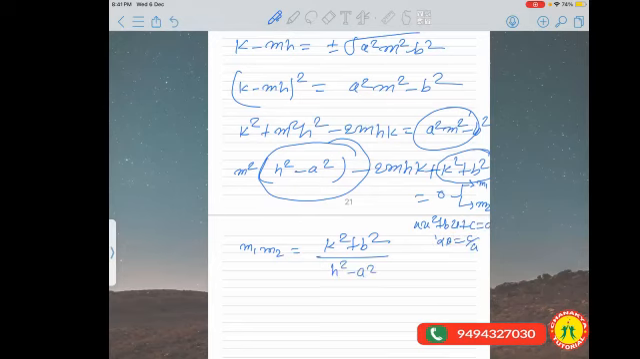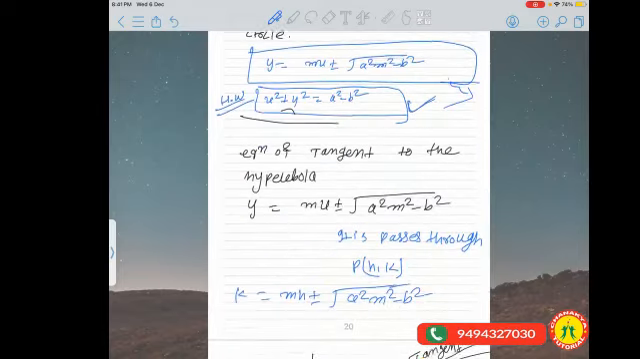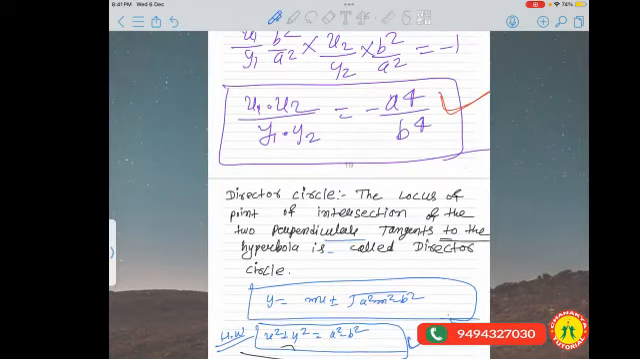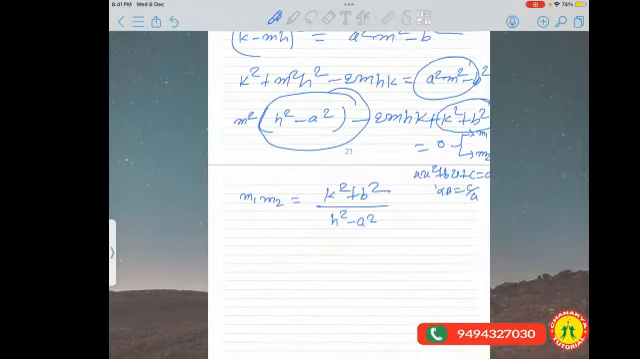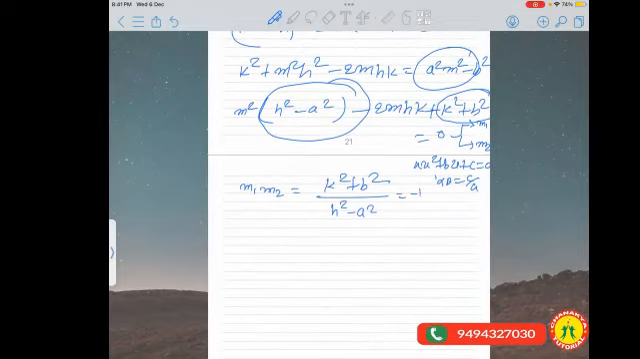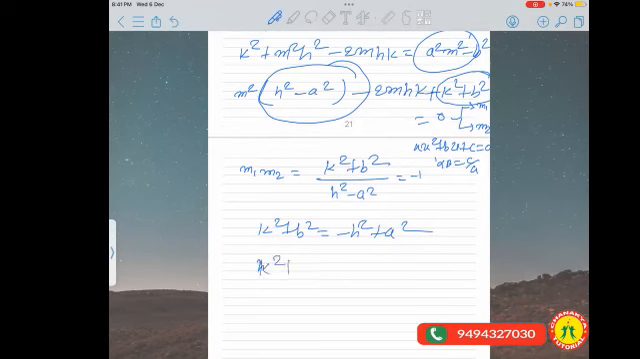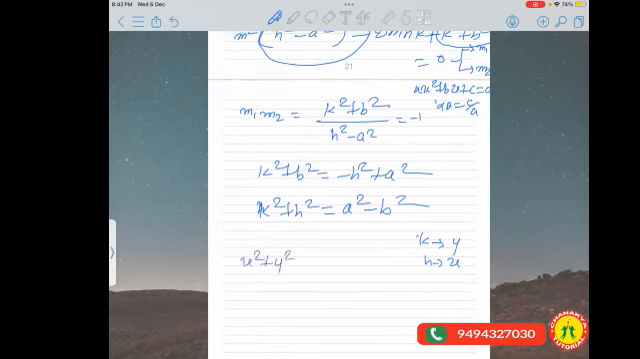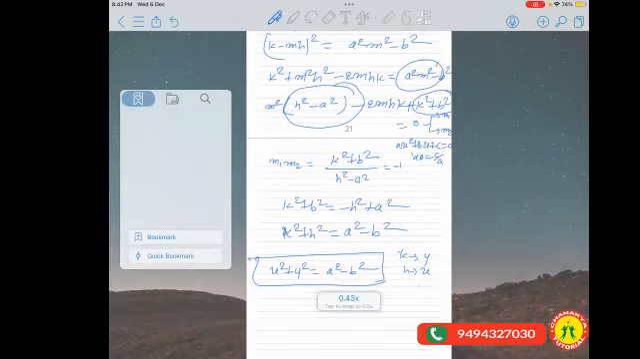h square minus a square. क्या गिवन है कि perpendicular है, definition में ये है कि perpendicular tangent है, it means कि m1 m2 का जो product है वो -1 के equal है, so m1 m2 equal to -1. So k square plus b square is equal to minus h square plus a square. So after solving it, k square plus h square is equal to a square minus b square. So replace k with y, and h with x. So we get x square plus y square is equal to a square minus b square. So this is the locus, the director circle.